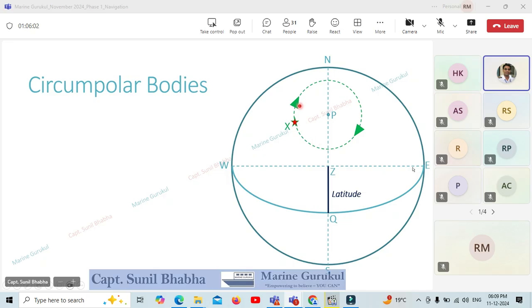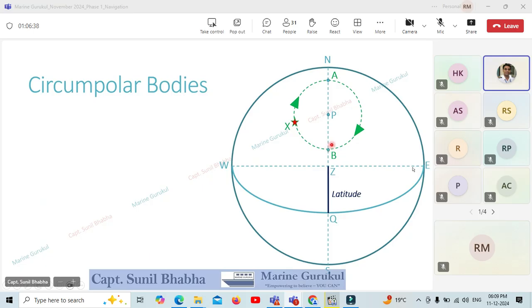Now the direction of the motion of the star is represented by these two arrows. Now in this particular diagram we can see that the star comes north of the observer at two instances. At point A here, it will be north of the observer. The bearing of the star would be 000. And again, when it reaches or crosses the meridian at point B, it will be again north of the observer with a bearing 000.